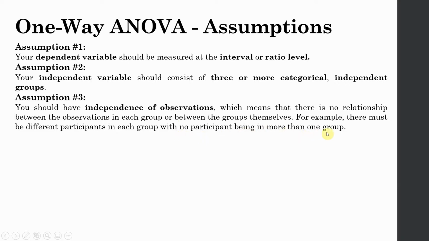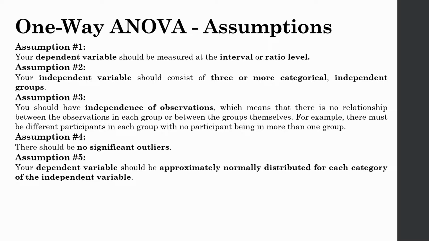Obviously, the people in the junior rank did not answer about organizational commitment in the middle rank because they are in the junior rank. So each of the groups had their own individual respondents. Assumption number 4, there are no significant outliers. So your data is to a certain extent normally distributed. This is your assumption number 5.